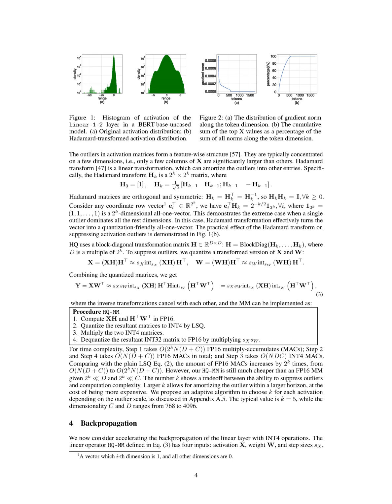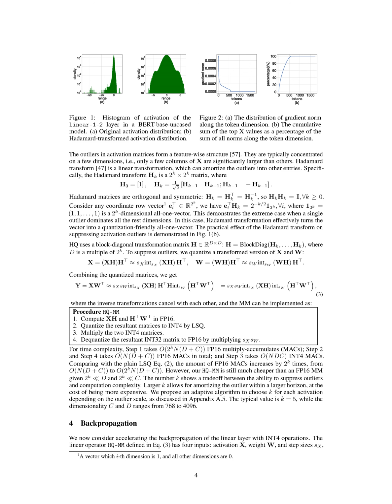This process can be summarized into 4 steps. 1. Compute XH and HW^T in 16-bit floating point. 2. Quantize the resultant matrices to INT4. 3. Multiply the two INT4 matrices. 4. Dequantize the resultant INT32 matrix back to 16-bit floating point by multiplying two scaling factors.